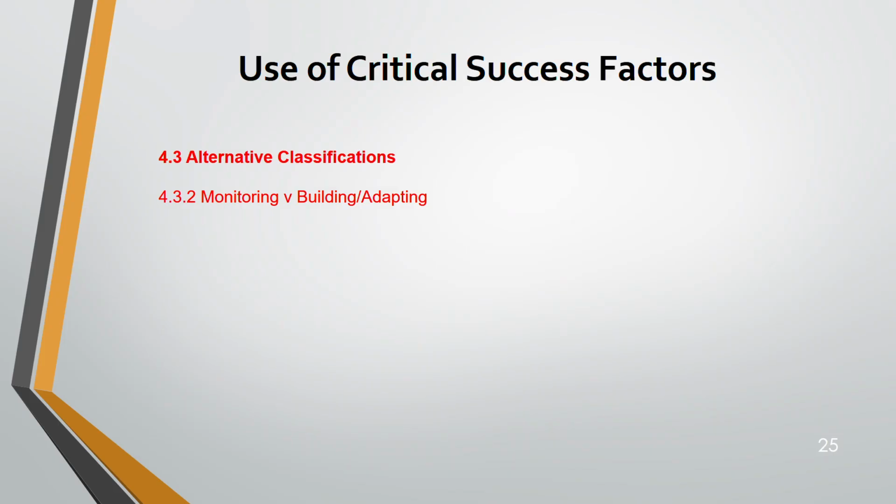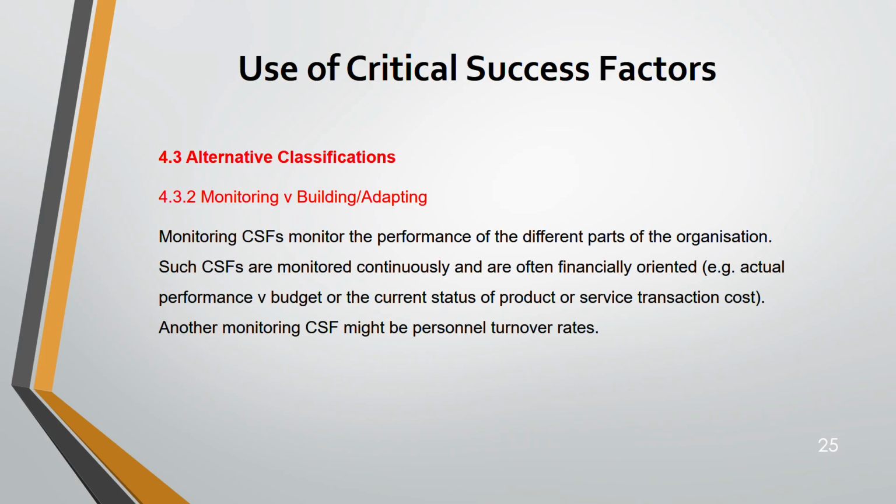Next, classification, monitoring or building versus adapting. So some critical success factors you need to monitor. Continuously you have to monitor them, and they are often financially oriented also. For example, we will keep monitoring the actual performance versus budget. Another monitoring critical success factor is your personnel turnover rate.